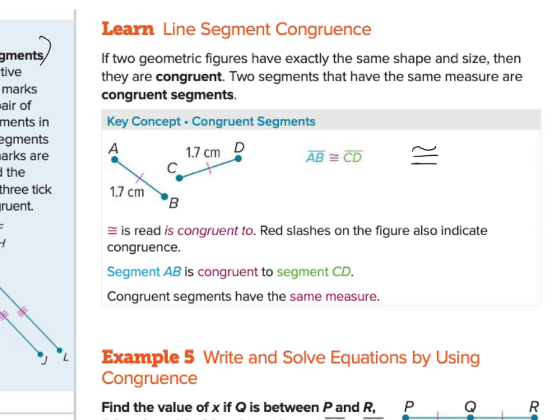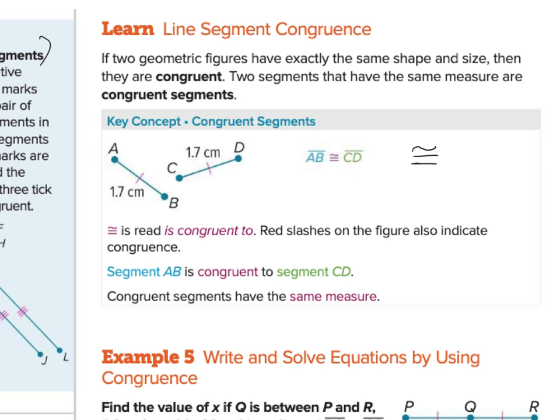And then if I see a congruency symbol, this tick, these two things should be congruent because they are indicated the same way in geometry. And I look at the length, 1.7 centimeters, 1.7 centimeters. So I know that segment AB is congruent to segment CD. And of course, if I have congruent segments, that means we have the same measure.